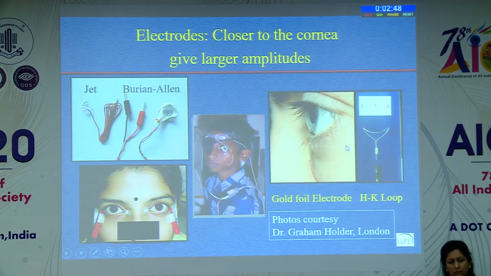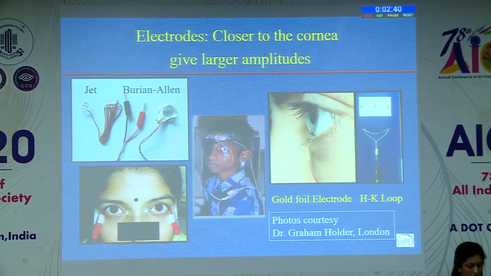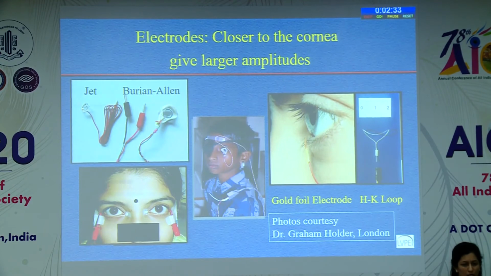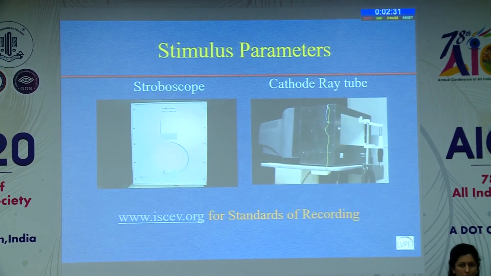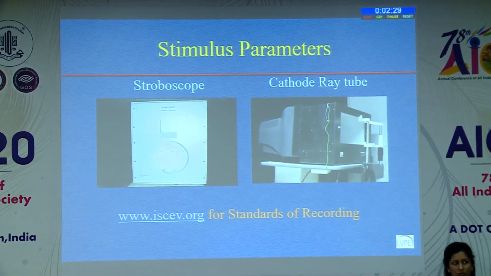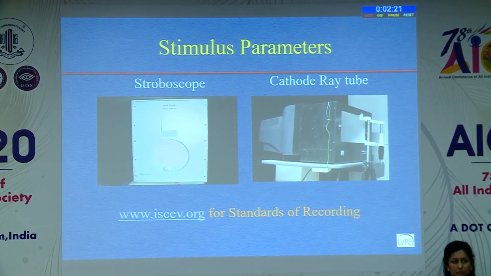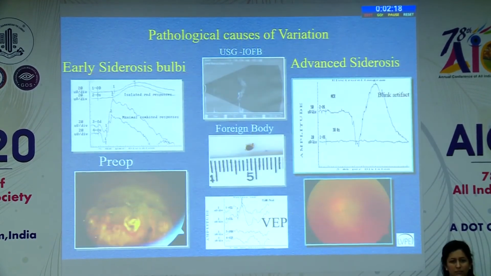Now electrodes which are closer to the cornea, such as the Burian-Allen or jet electrodes, will have higher amplitudes than what we use here, the Zari electrode or the DTL electrode. So it's very important for the fiber electrodes to be as close to the limbus but not crossing the cornea, so that you get better amplitudes. And of course the stimulus parameters, what type of machine we are using, what type of light is coming, that would also matter. So that's why it's important to have your own normative data. You can use the machine data for some time till you build up your own normative data.